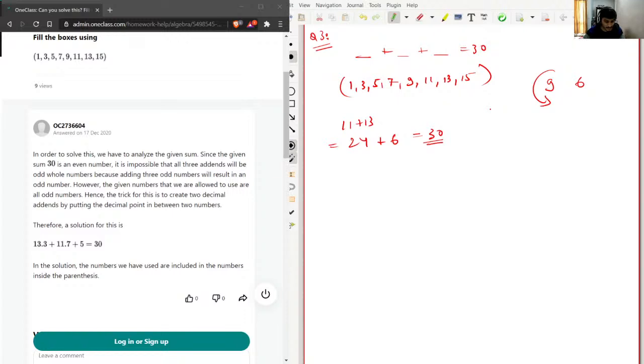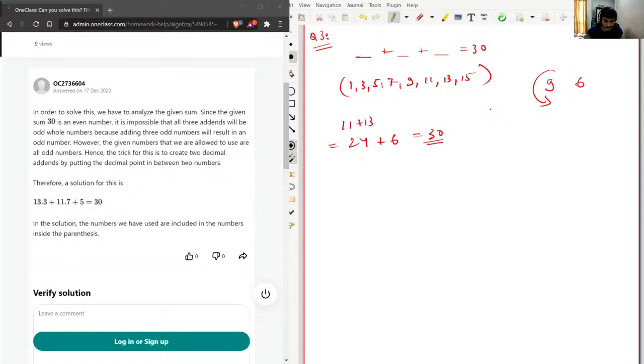Since the given sum 30 is an even number, it is impossible that all three addends will be odd whole numbers, because adding three odd numbers will result in an odd number only. However, the given numbers that we are allowed to use are all odd numbers. Hence the trick for this is to create two decimal addends by putting the decimal point in between two numbers.